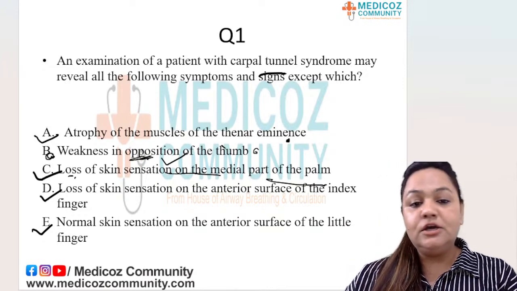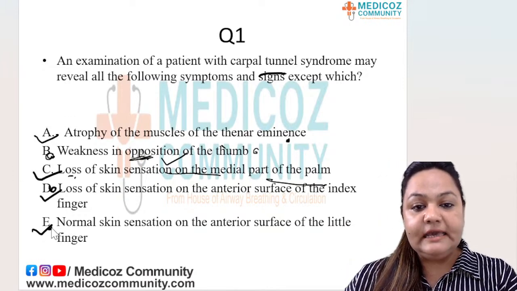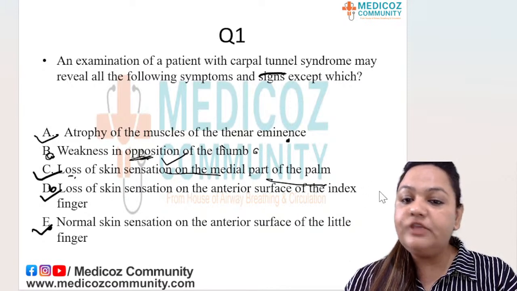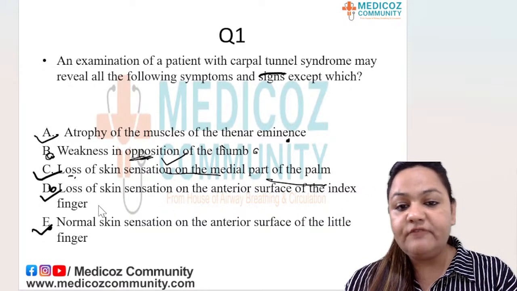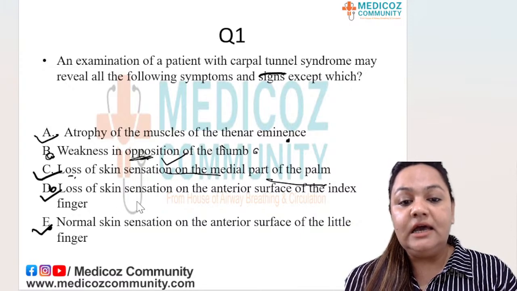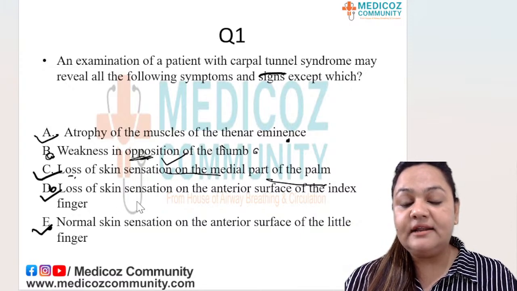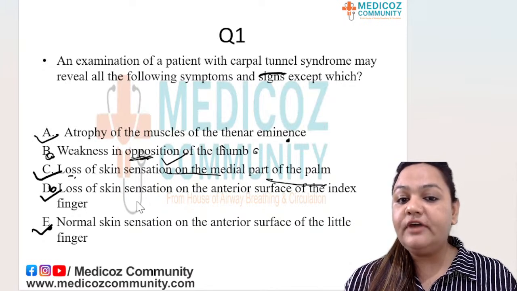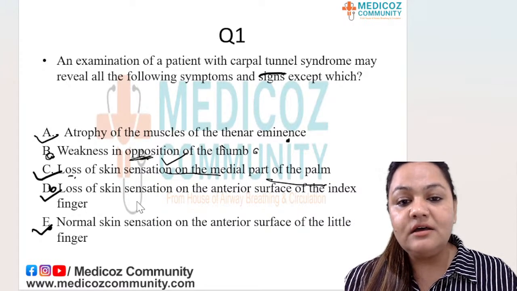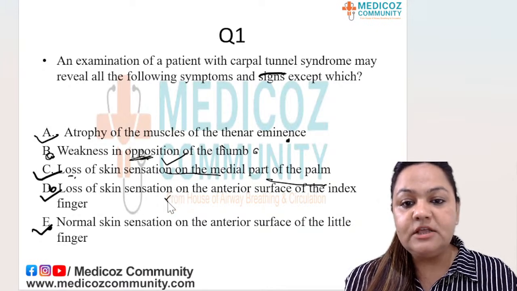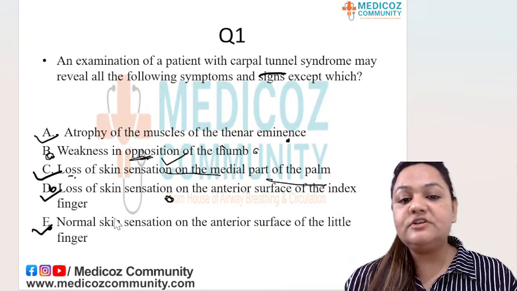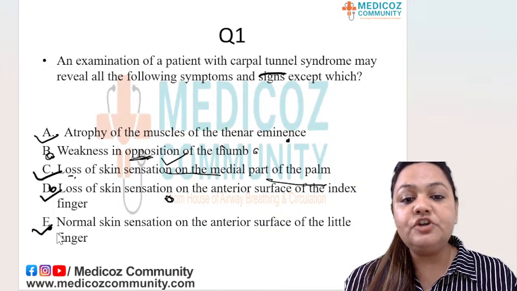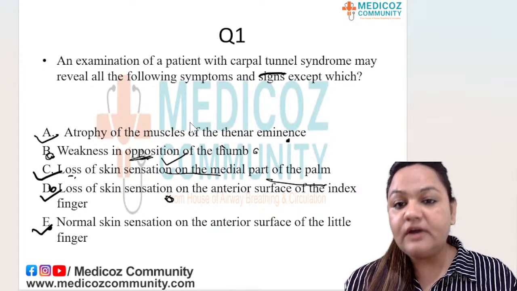Now we can look at options D and E. Option D is loss of skin sensation on the anterior surface of the index finger. That will be there because the lateral 3.5 digits, that is your thumb, your index finger, and the lateral half of your middle finger, are supplied by our median nerve. So there will be loss of sensation on the anterior surface of the index finger in carpal tunnel syndrome. And this is our option E again, which is part of the carpal tunnel.